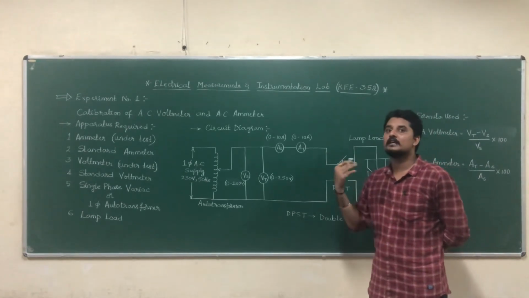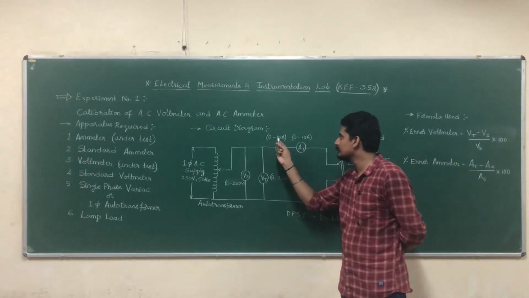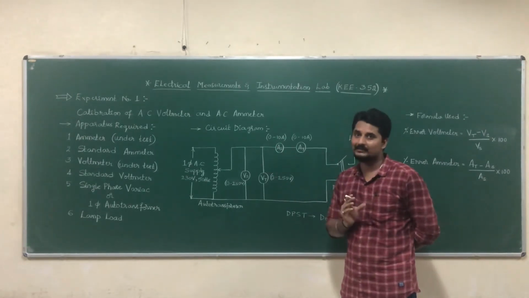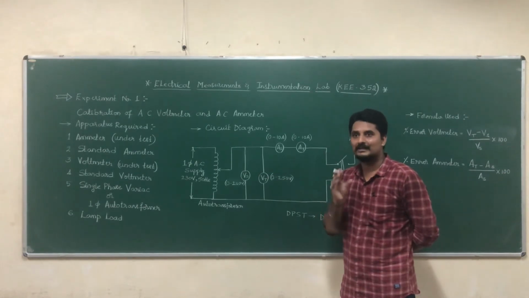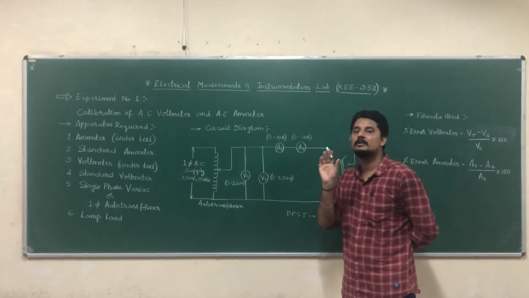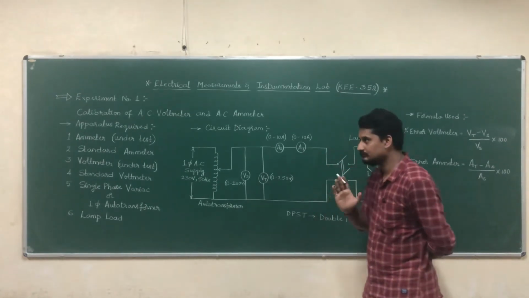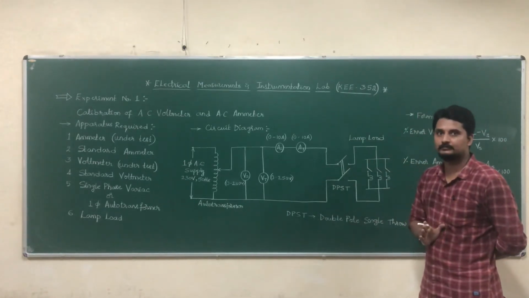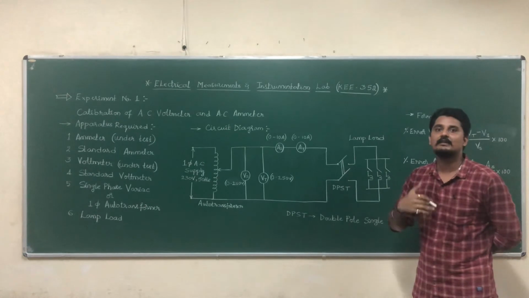Till what range can we give the load? See, this ammeter can withstand 0 to 10 ampere. So whatever readings I am giving, the lamp loading should be within this range, that means 0 to 10 ampere. Beyond that, I cannot load the circuit.